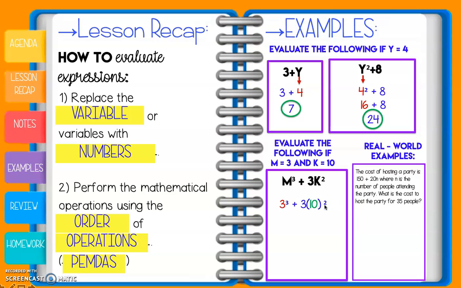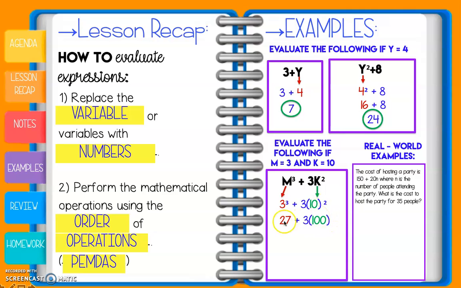Okay, and now we're just going to solve using the order of operations. That's what we're going to do, our exponents first. So if we have 3 to the third power, if we expanded that out, that would be 3 times 3 times 3. 3 times 3 is 9. 9 times 3 again is 27. So now we have 27. Okay. 10 squared is going to be 10 times 10, which is 100. So 3 to the third is going to be 27. And then we have 10 squared, which was 100.